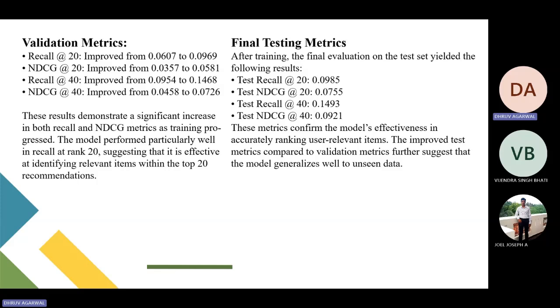This result demonstrates a significant increase in both recall and NDCG metrics as we move from epoch 1 to epoch 20. The final testing metric results are: for recall at 20 we have 0.09. For NDCG at 20, that is 20 recommendations, we have 0.05. For recall for top 40 recommendations, we have 0.14. For NDCG top 40 recommendations, we have 0.0921.